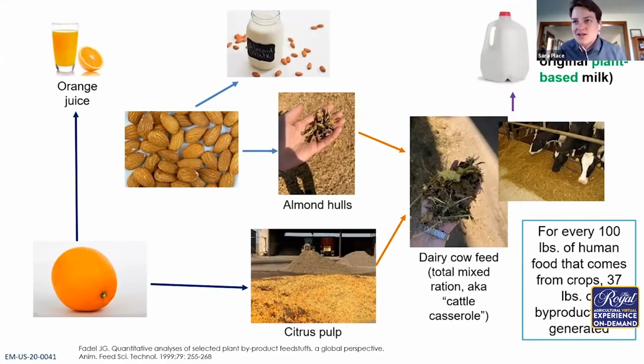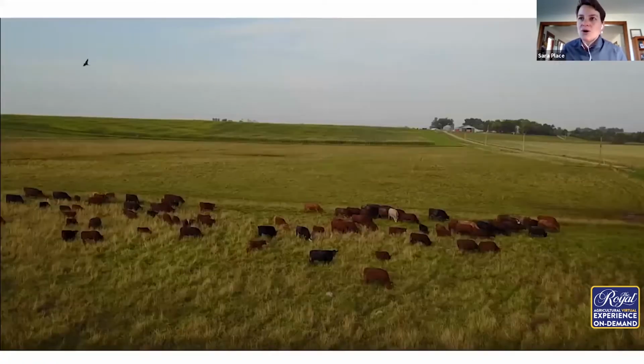And there are a lot of examples of this as you walk through a grocery store, where you may not think different products on different shelves are related to each other, but in the production chain, they probably are. That's because of this key stat at the bottom: for every 100 pounds, or think 100 kilos, of human food that comes from crops, 37 kilos of byproducts get generated, and a lot of those get fed to livestock. So again, we can't really separate plant and animal ag.